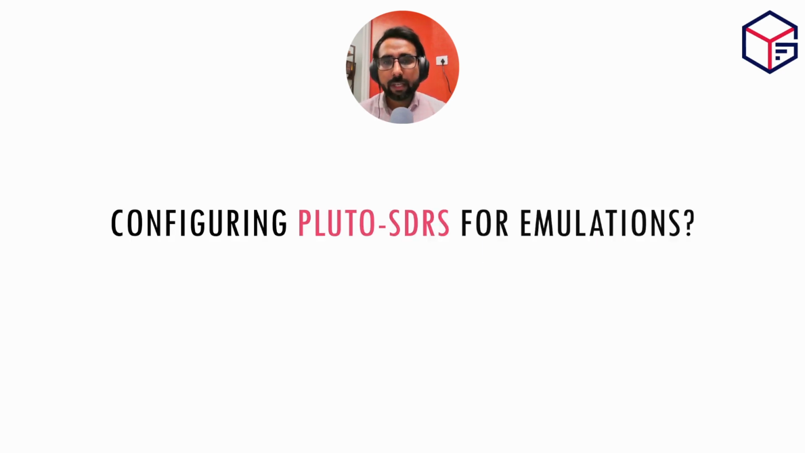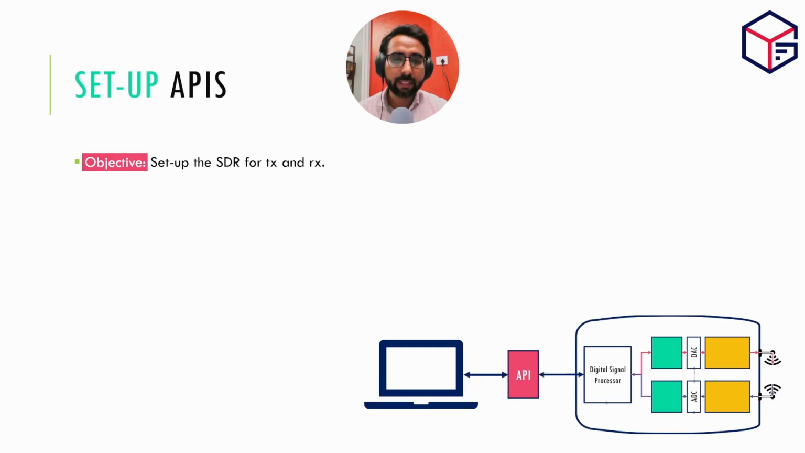Next, how do we configure some sort of SDR? Let's say you want to design some algorithm and you want to test the performance of that algorithm using some software defined radios. So how can we do that? We have segregated the whole process into three parts. First we set up the radio for transmission and reception. Then we set the parameters relevant for transmission. And then in the last, we set up the parameters relevant for reception.